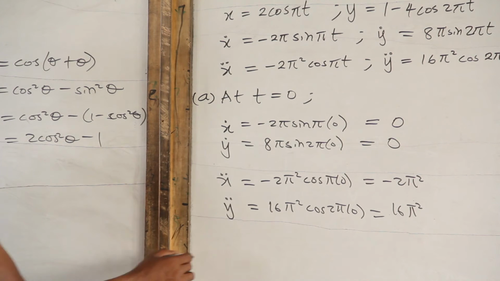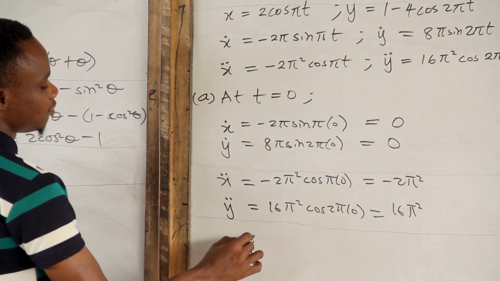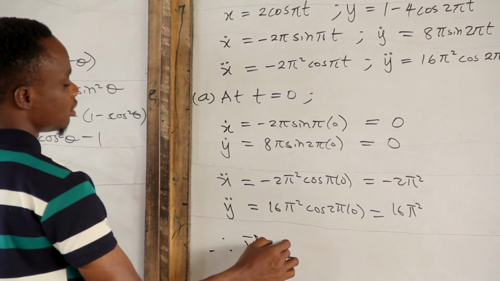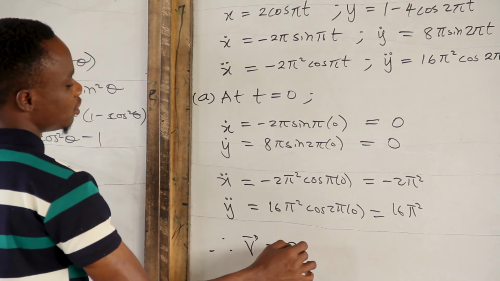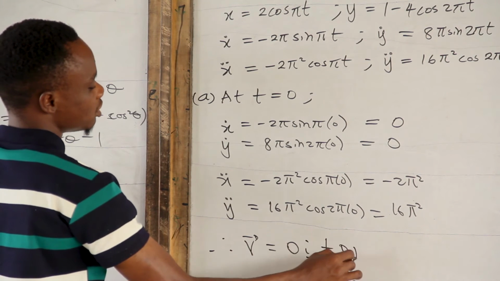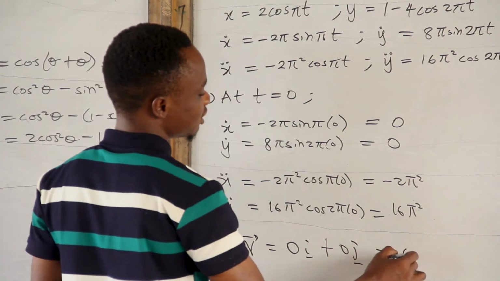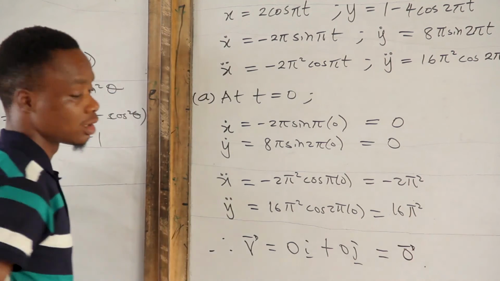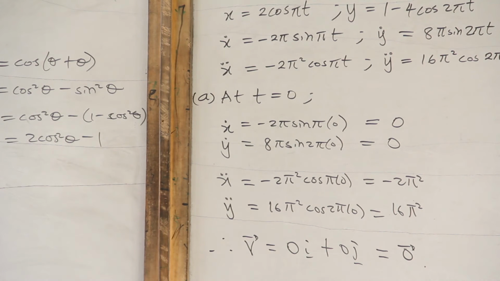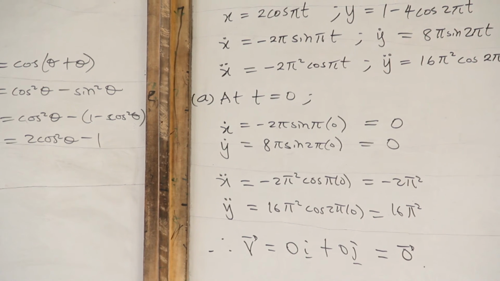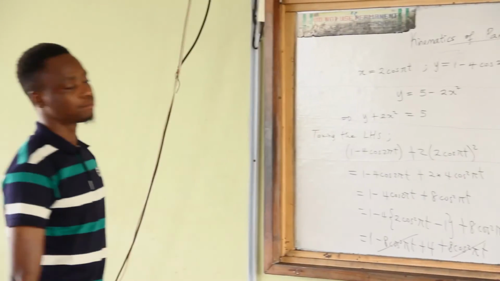So therefore, you can get the velocity now. Velocity at time t equal to 0 is equal to 0 i plus 0 j. The velocity is 0. Is it clear? Do you understand that? That means the body started from rest. Does it make sense to you? The velocity at time t equal to 0 is 0. Is this clear?